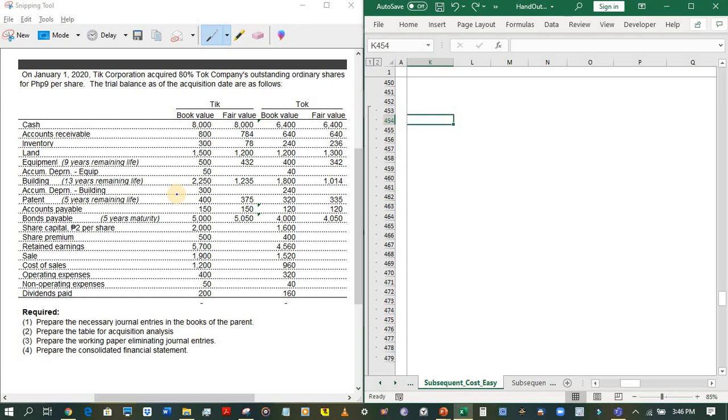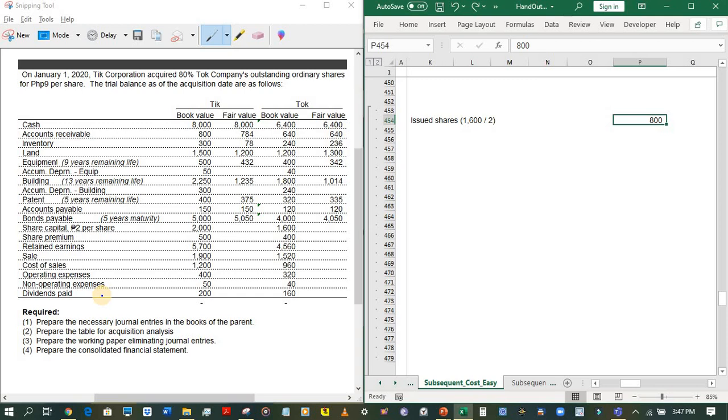First, let us determine the number of shares that TIC Corporation purchased from TOC Company's former shareholders. TOC Company has a share capital of 1,600 pesos, and this is the total par value of TOC Company with a par value per share of 2 pesos. So, how many shares were issued by TOC Company as of the acquisition date? The issued shares is computed as 1,600, the total par value of TOC Company's ordinary shares, divided by the par value per share. That is 800 shares. So the issued ordinary shares of TOC Company is 800 shares.